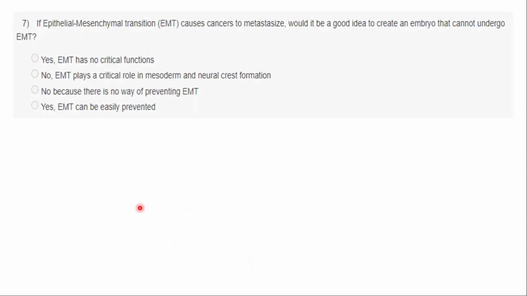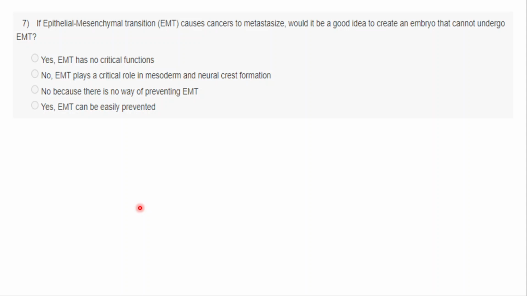Okay, let's move on to the next question, number 7. If epithelial mesenchymal transition causes cancers to metastasize, would it be a good idea to create an embryo that cannot undergo EMT? So this is a hypothetical experimental question. You know that EMT, or epithelial mesenchymal transition, is an important phenomenon which causes metastasis in cancers, which is a very deadly property of cancers. Cancer in one region can invade another region and start a new cancer. So, would it be a good idea to create an embryo that cannot undergo EMT?